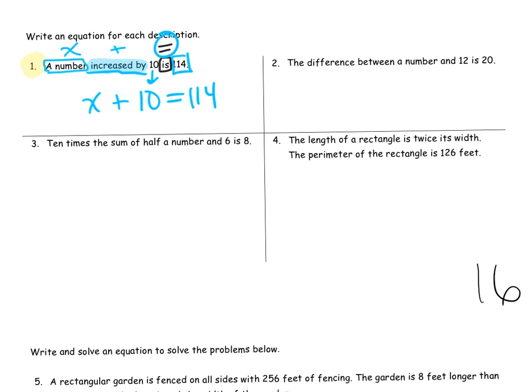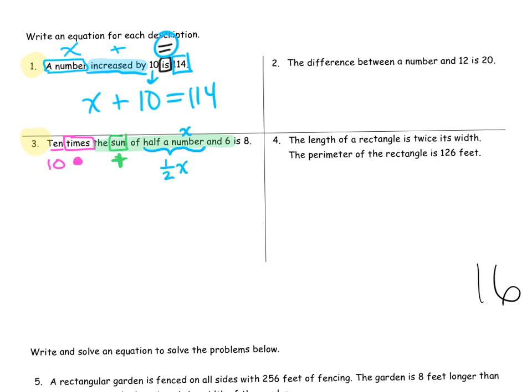Okay, let's take a look at 3 together. I have 10 times, so 10 times is multiplication. The sum, so we're taking the sum of half a number and 6. Well, we know sum is addition, so let's write that. I'm taking half a number. Let's call the number x. We don't know what it is. So we're taking half a number, well, that's 1/2 x.